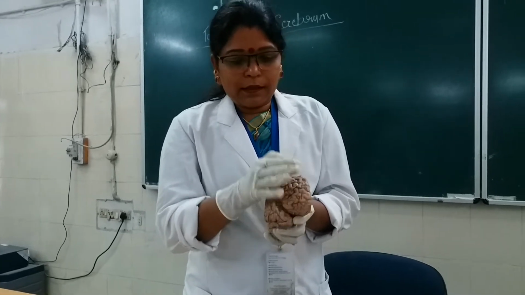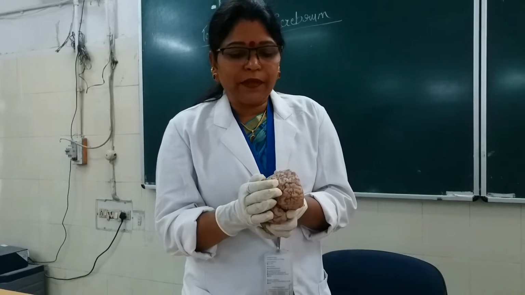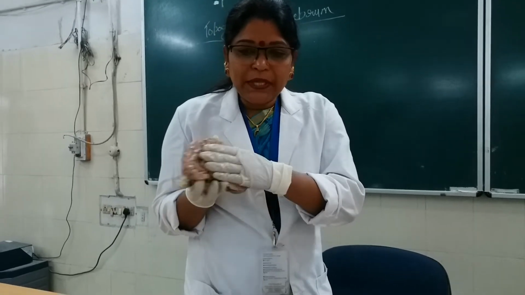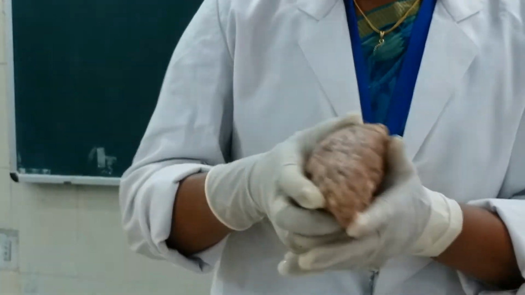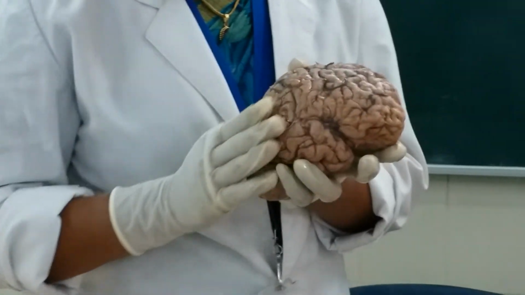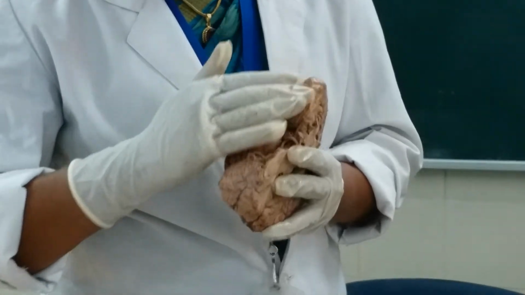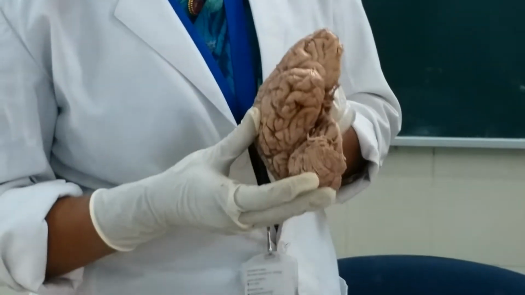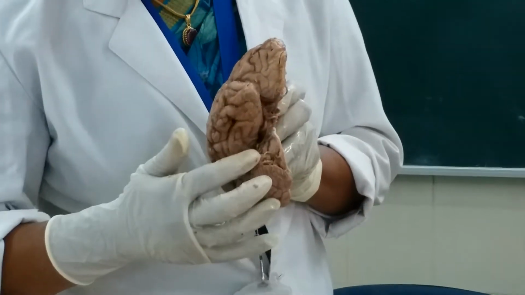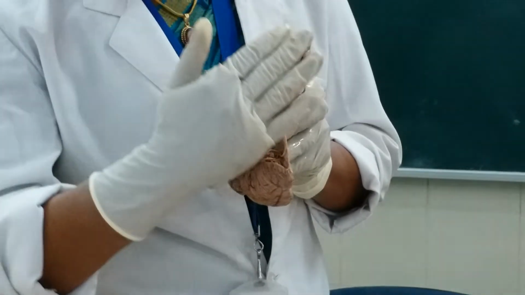This is the superolateral surface. This is the medial surface. Look here, this is the medial surface which is smooth. The superolateral surface is also very smooth. But the inferior surface, look here, it is irregular antero-posteriorly, isn't it? This is uneven. So these are the three surfaces.